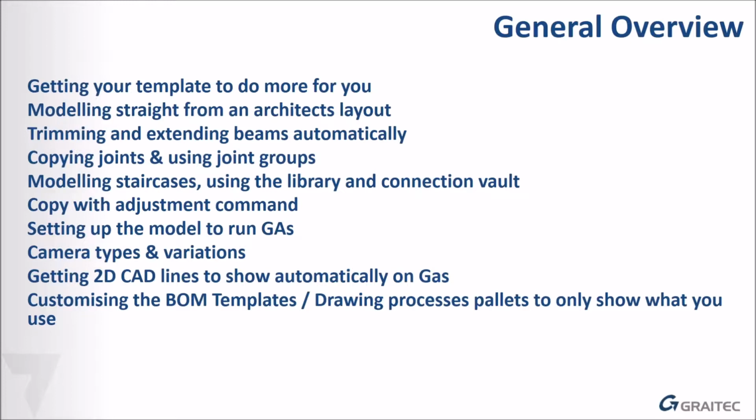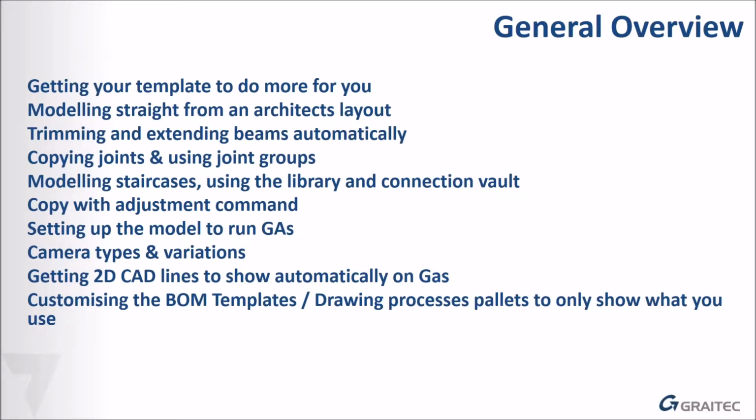A tool that I used quite a lot when I was in industry was the copy with adjustment command, so we'll look at that feature. Then we'll look at different things we can put into the model to get better output from the GAs, the different camera types, how we can automatically get our CAD lines to show in the GAs, and then how we can customize the palettes that you use all the time, because there's plenty of options in there. I only used to use 4 or 5 drawing processes and 4 or 5 BOM templates, so I'll show you how we can customize those.